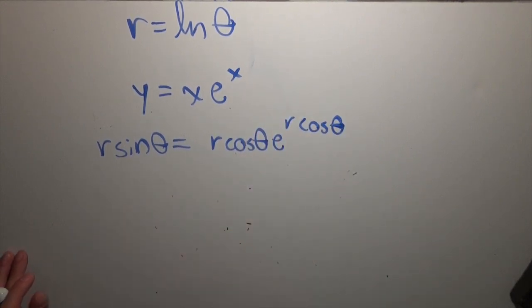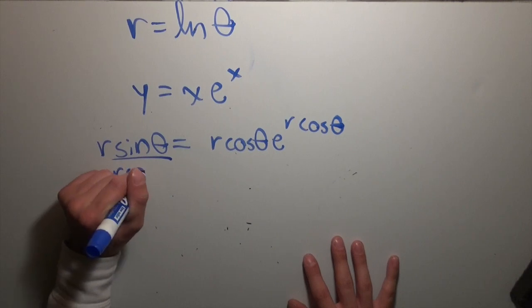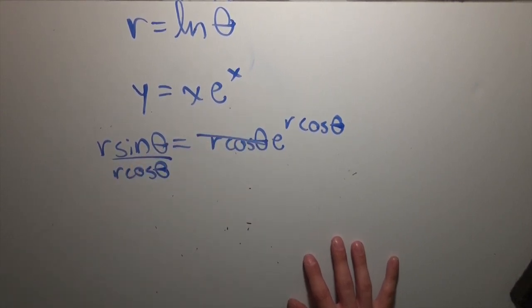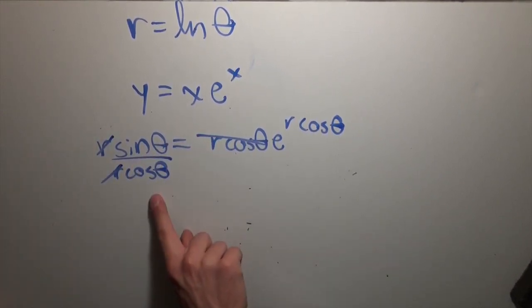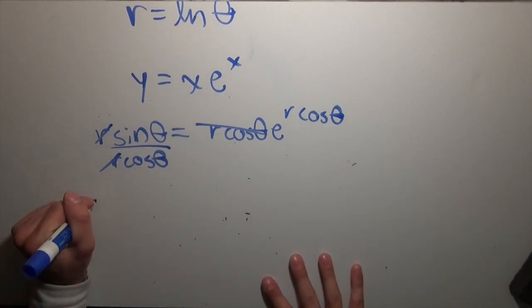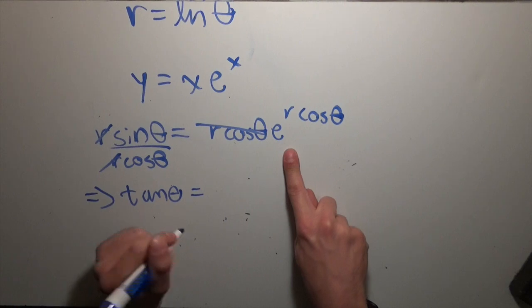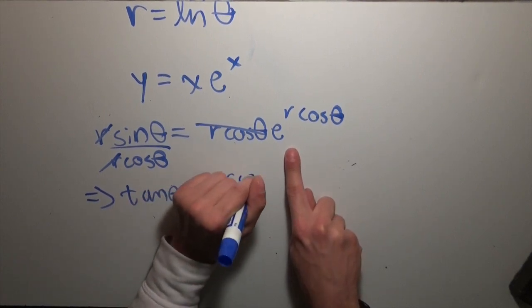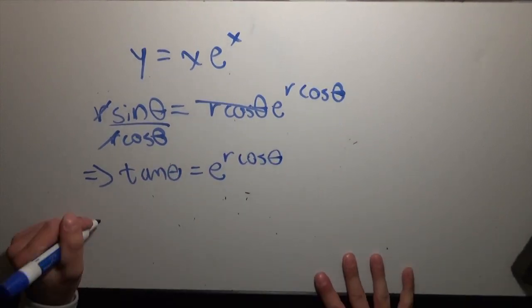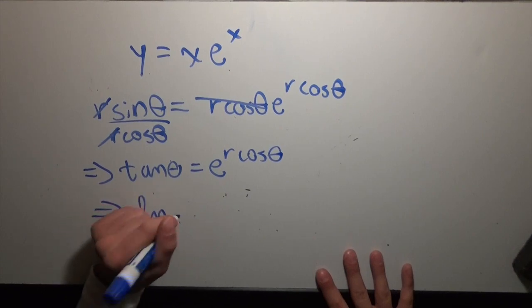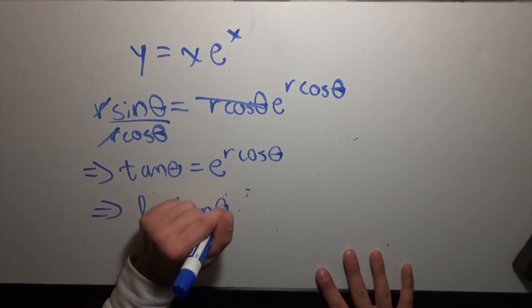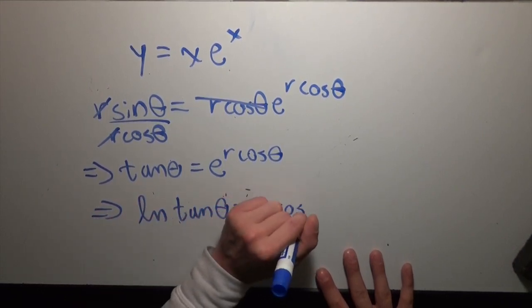And now we're going to divide both sides by r cosine theta. Of course, when we do that, the r's cancel, and we're left with sine over cosine, which is of course the tangent of theta. And this is equal to what remains on the right, which is e to the power of r cosine theta. Now we simply take the natural logarithm of both sides, and we get that the natural logarithm of the tangent of theta is equal to r cosine theta.